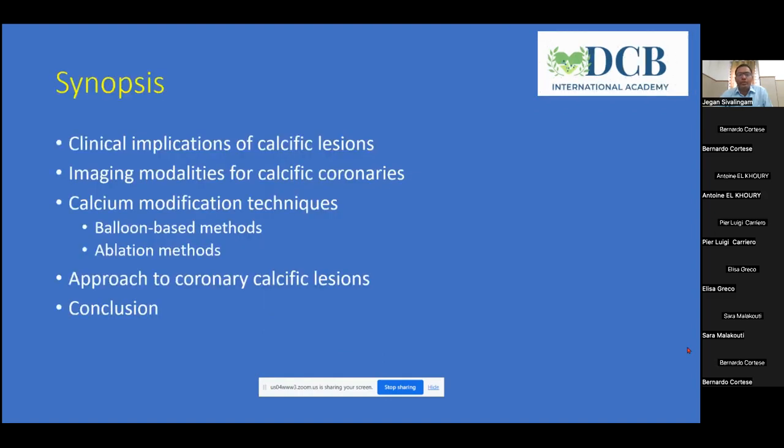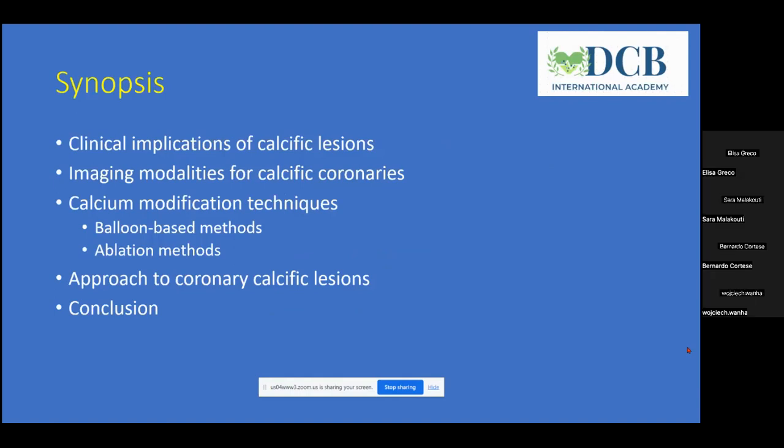This is going to be the outline of my talk. First, we will see the clinical implications of calcific lesions. Then, how are we going to image? What are the various imaging modalities available for calcium? Then what are the various techniques available, like balloon based techniques and other ablation methods, then the algorithm or approach to coronary calcium, and finally a couple of case examples, then conclusion.